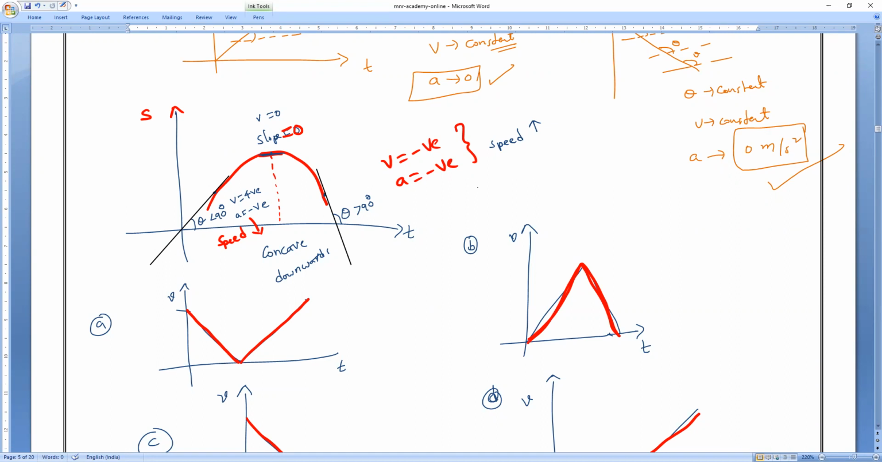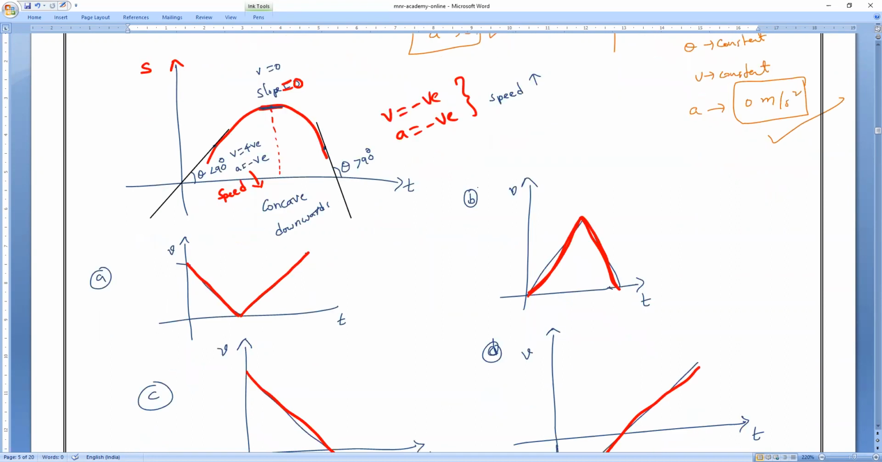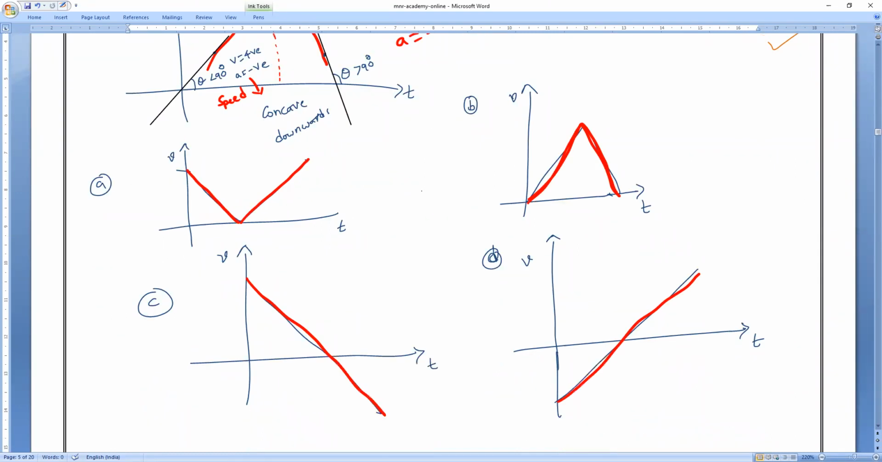Now you tell me, which is the correct answer? First one speed decreases and next one speed increases. But it is negative. Be very careful. These both are negative. Here V is positive and A is negative; here both are negative. Then which is the correct suitable graph? First speed is decreasing, next speed is increasing.